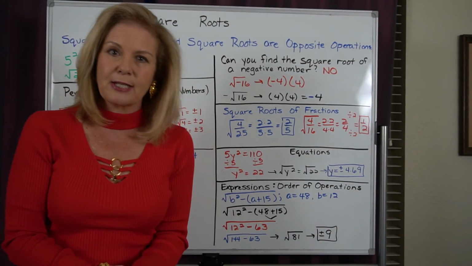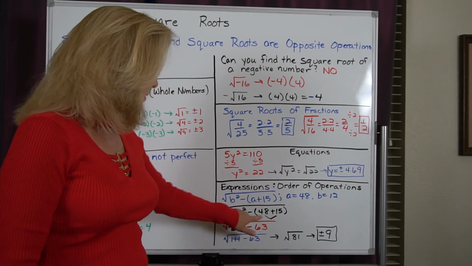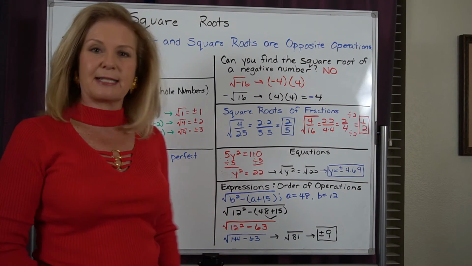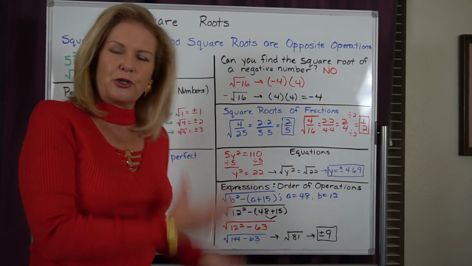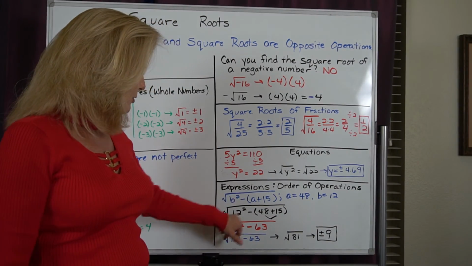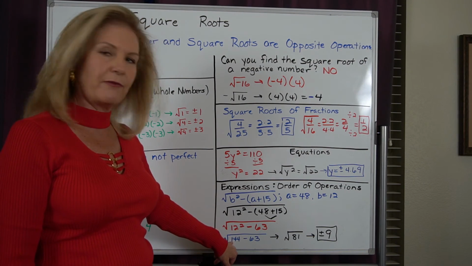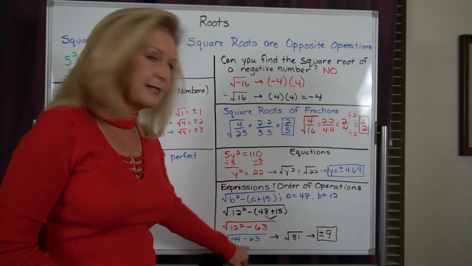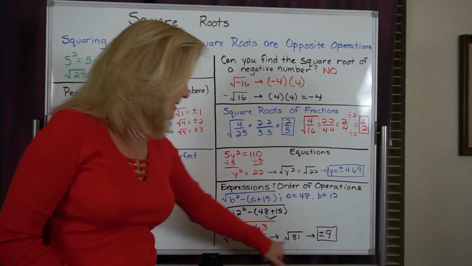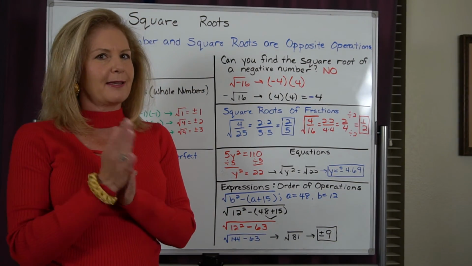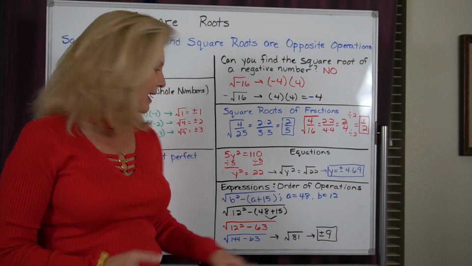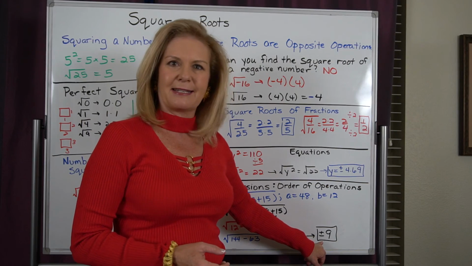Now I have to start with parentheses first, so I'm going to do my 48 plus 15, which is 63. Then I have to do my exponent second, so I do 12 squared is 144. Then I solve within the symbol, so I do 144 minus 63 is 81, and we're lucky here because 81 is a perfect square, so I take the square root of 81, and it's plus or minus 9.